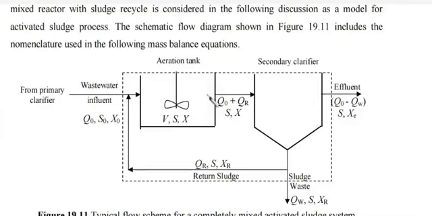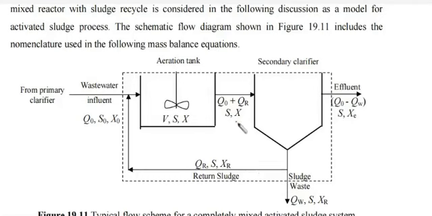Once it enters the aeration tank, it will go out. And here in the mass balance, the flow rate is Q0 plus QR. This is the recycle flow rate. You see, this is the return sludge. So Q suffix R is the flow rate of the return sludge.